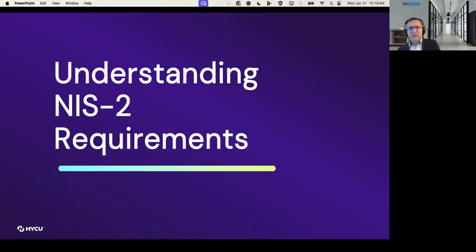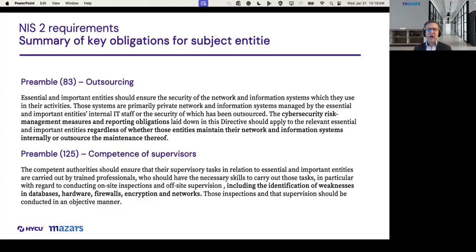Okay, now we come to the understanding part. This is where I wanted to give you a little leeway and help you out a little bit. So you don't have to read everything, because I already did multiple times. So what are the key things that are interesting to organizations? Why am I pointing out just a few articles and a few preambles? Well, because the directive is talking to everyone.